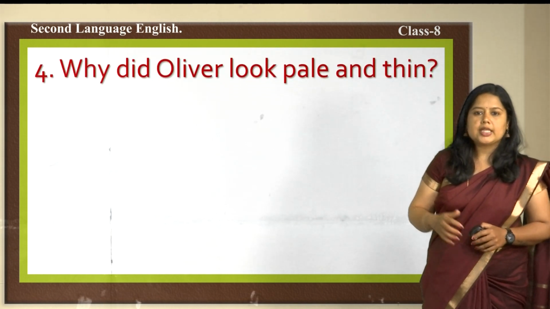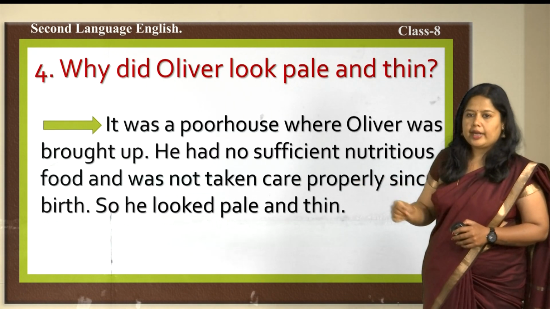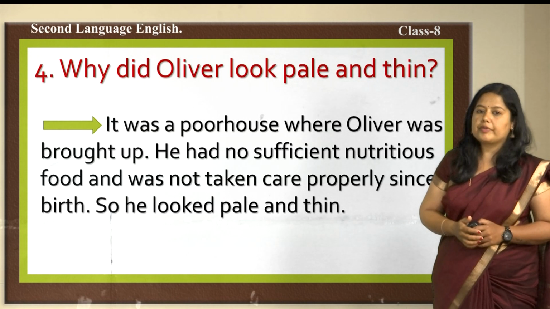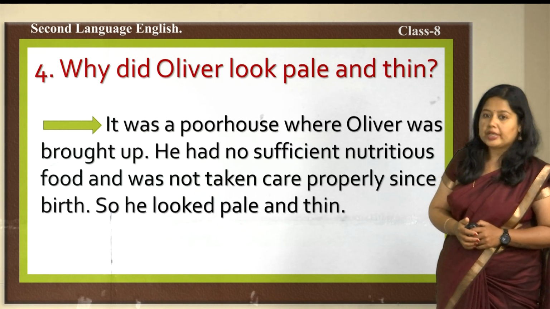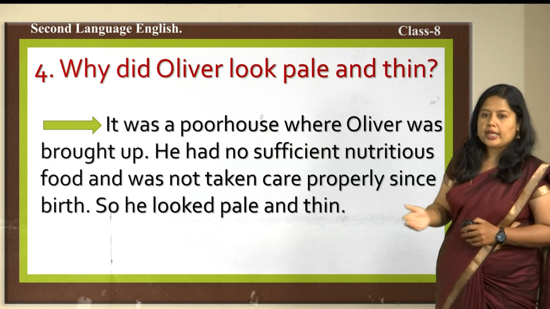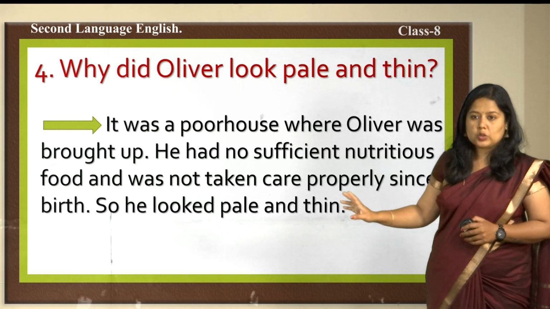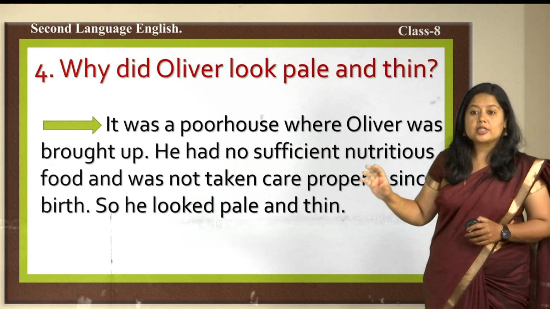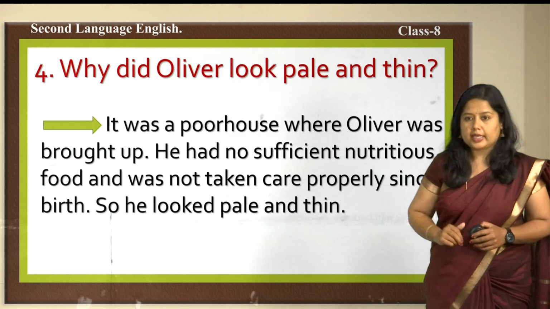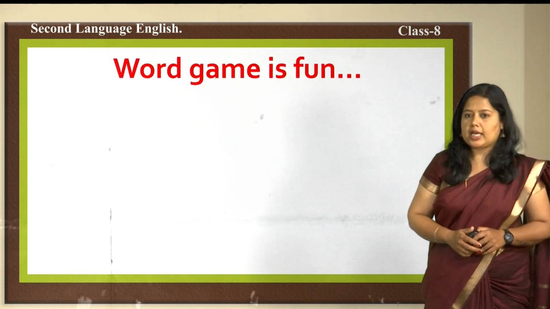The next question is, why did Oliver look pale and thin? He was very pale and thin. What is the reason for it? It was a poor house where Oliver was brought up. He had no sufficient nutritious food and was not taken care of properly since birth. So, he looked pale and thin. This has no answer in the text. Such questions are to be answered on your own, studying the lesson and understanding it. So, kids, we have completed the assignment part of the last class.